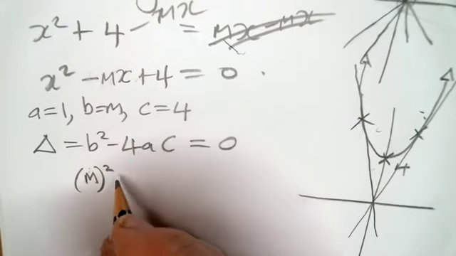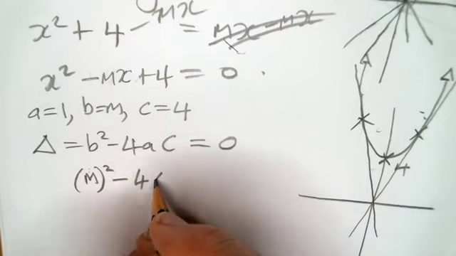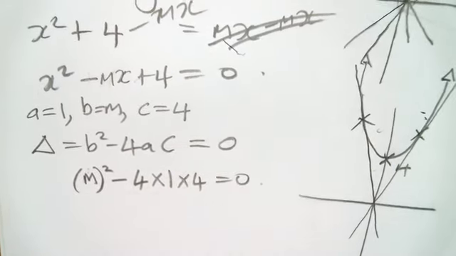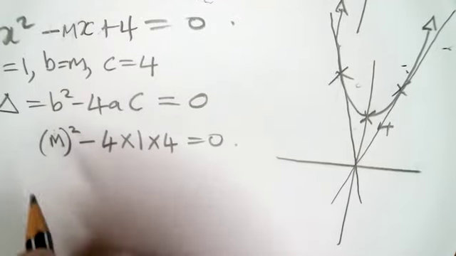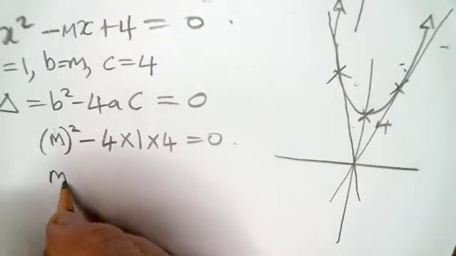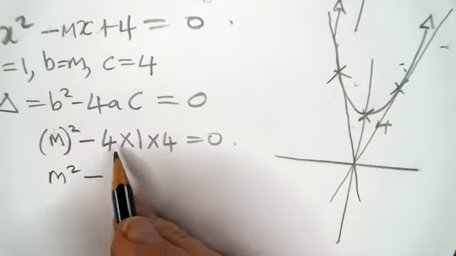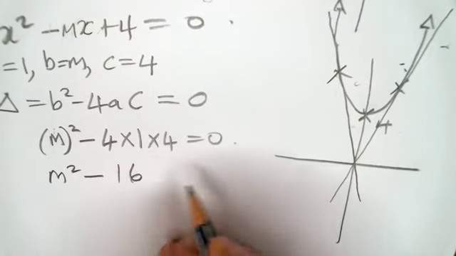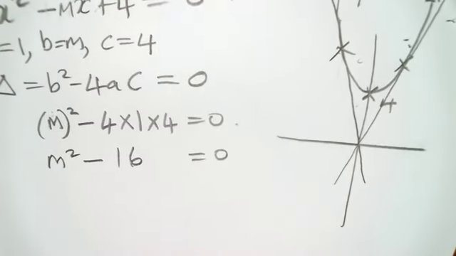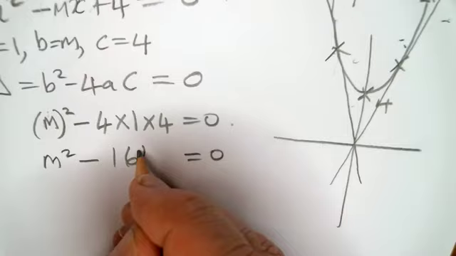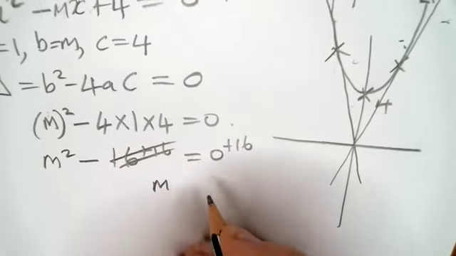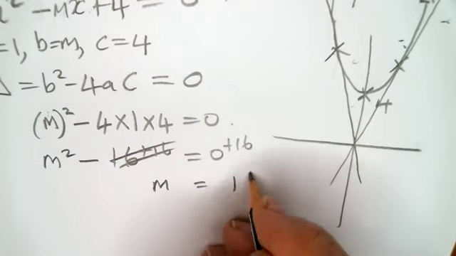So that's b squared minus 4 times a, which was 1, times c, which is 4, is equal to 0. So let's see how this plays out. It's going to be m squared minus 4 fours are 16, times 1 is 16. So I've got m squared minus 16 is 0. I'm going to add 16 to both sides. There it is.